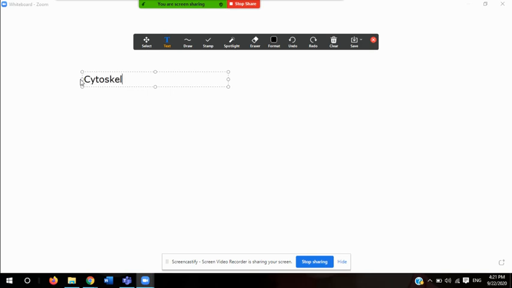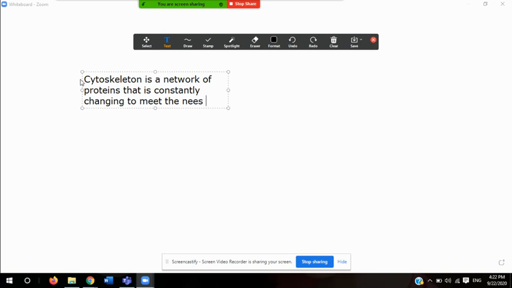Let's define cytoskeleton real quick. The cytoskeleton is a network of proteins that is constantly changing to meet the needs of the cell.